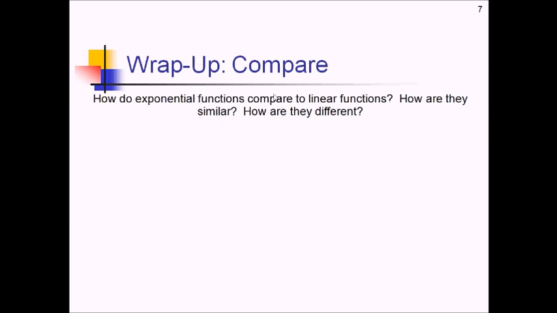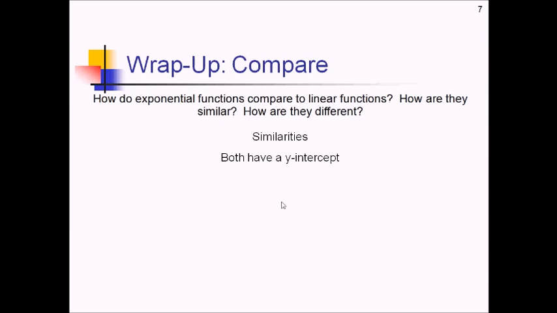How do exponential functions compare to linear functions? In other words, how are they similar? How are they different? Take a couple minutes and see if you can come up with some similarities and differences. Some similarities I came up with. One of them is that these both have a y-intercept. For linears, it's the b value in mx plus b. For exponentials, it's the a value in ab to the x, but they both have that y-intercept that you can tell just by looking at the function.